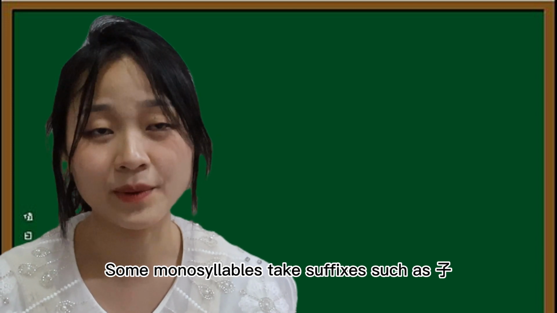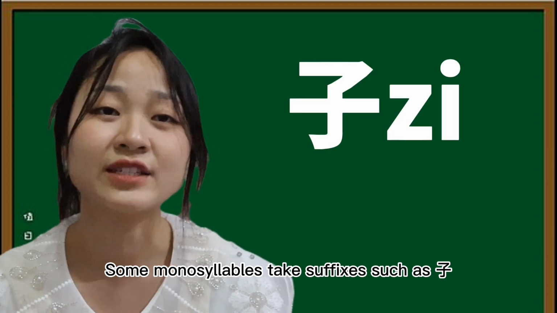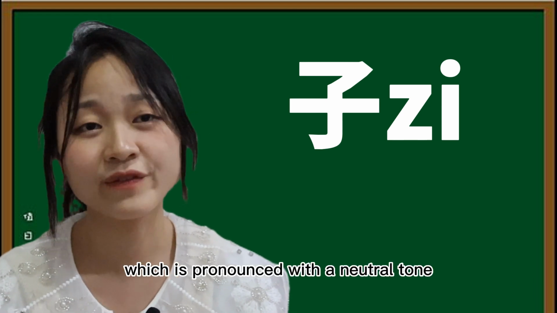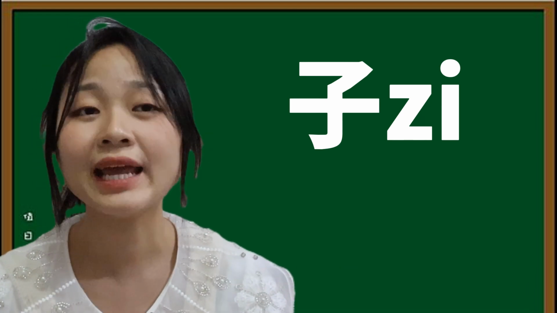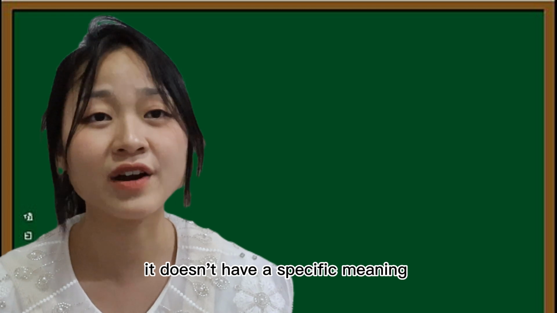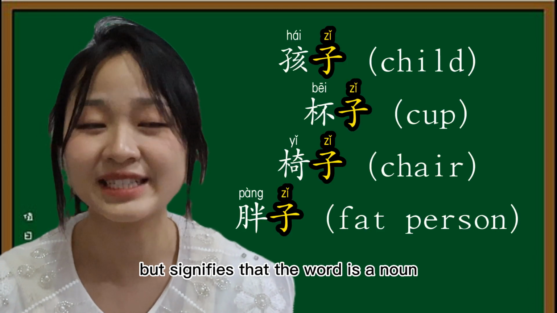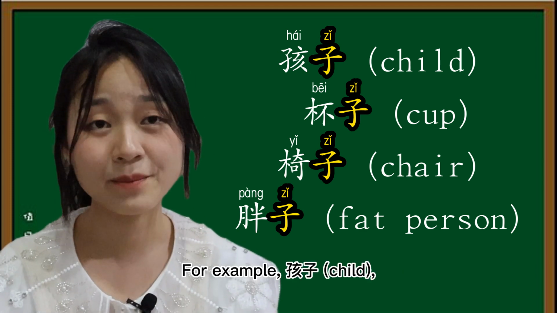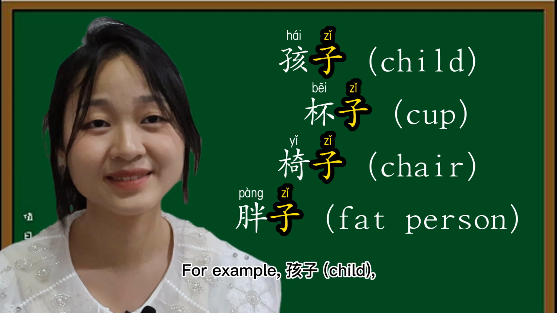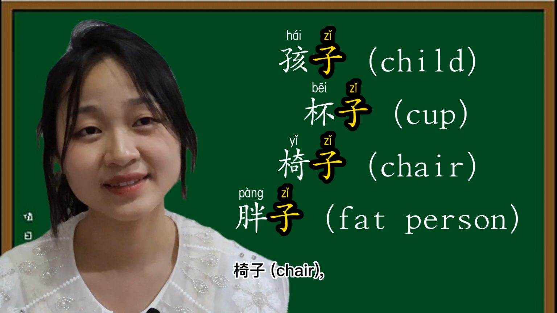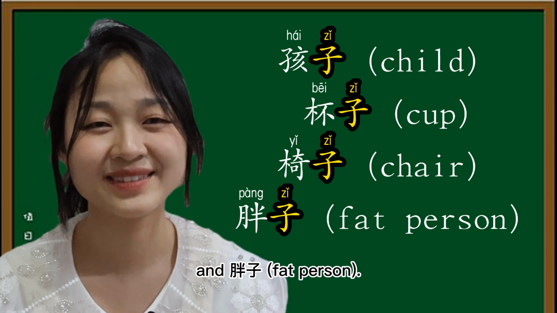Some monosyllables take a suffix such as 子, which is pronounced with a neutral tone. In general, it doesn't have a specific meaning but signifies that the word is a noun. For example, 孩子, 杯子, 椅子 and 胖子.